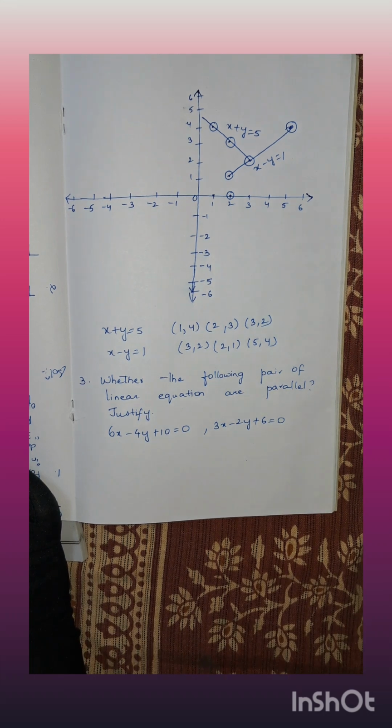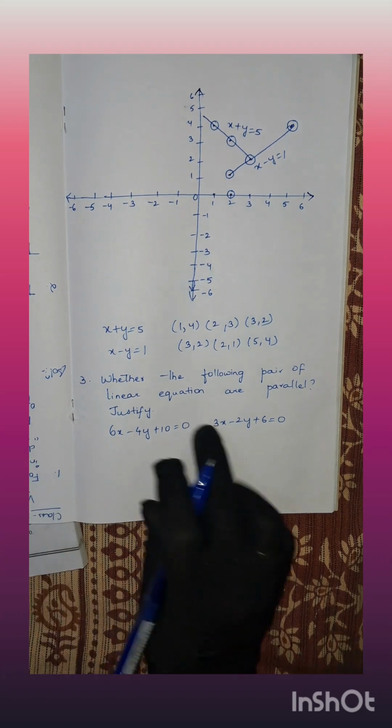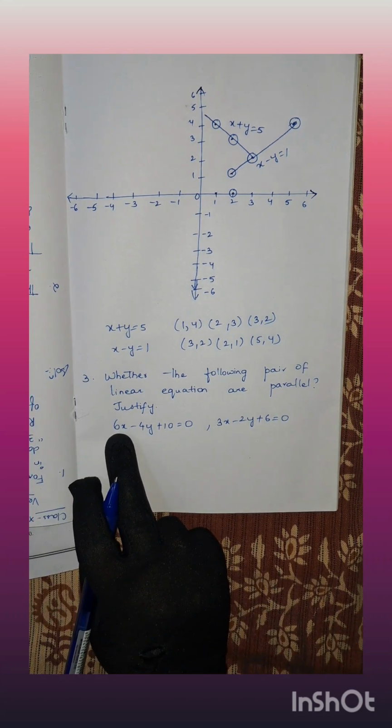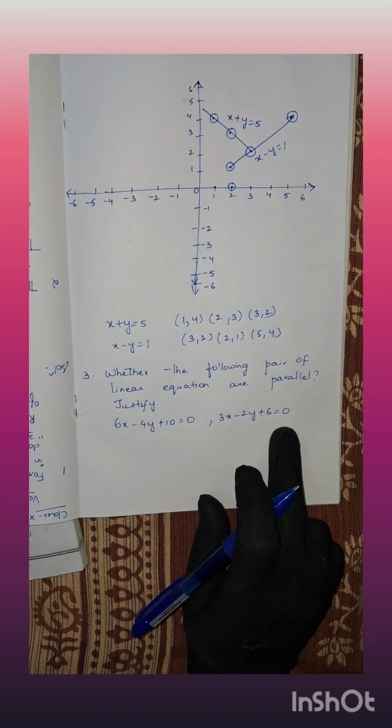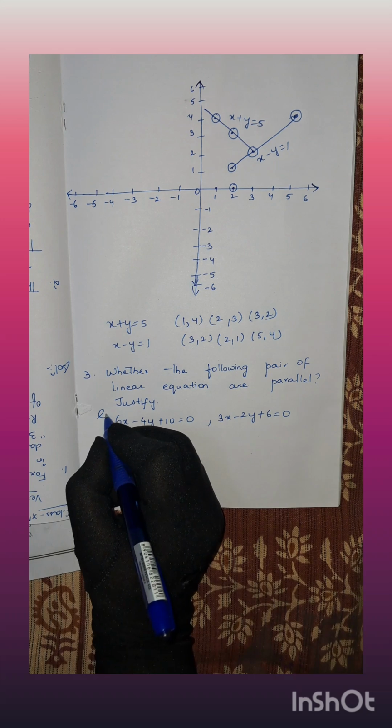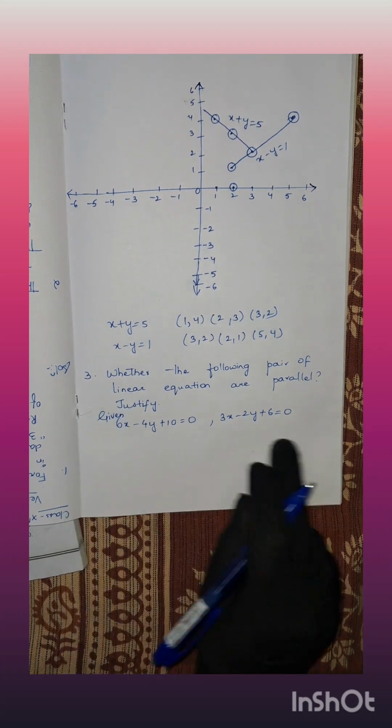So the third question is, whether the following pair of linear equations is parallel, you have to justify. The first pair of equations is 6x minus 4y plus 10 is equal to 0, 3x minus 2y plus 6 is equal to 0. So here they have given the equations, this one, right? So given, again you have to write the same thing.